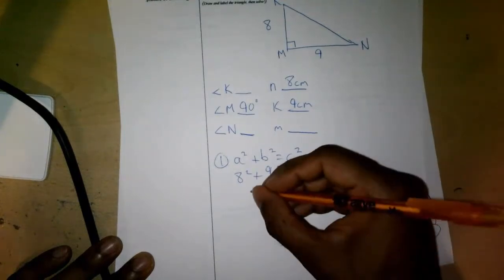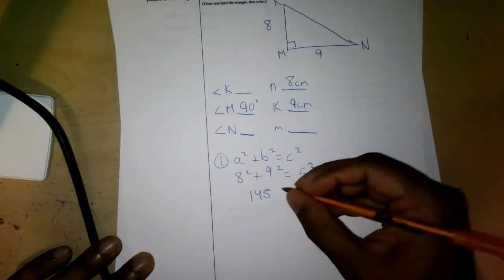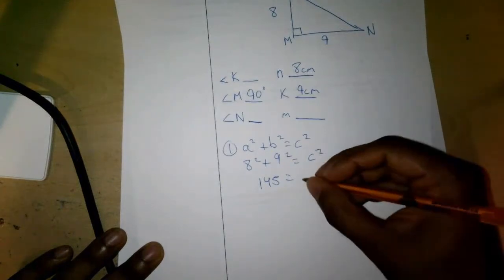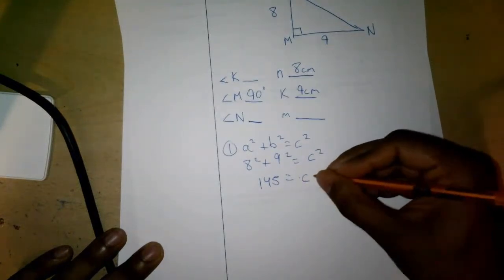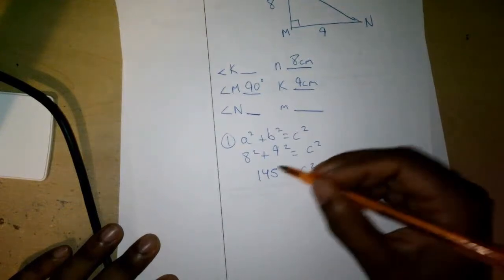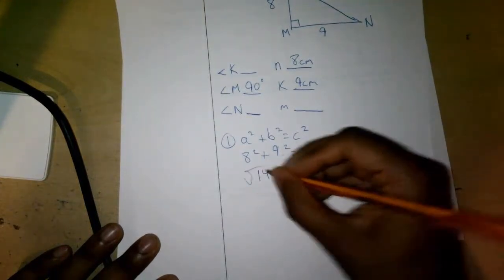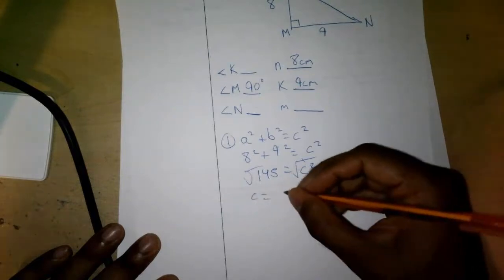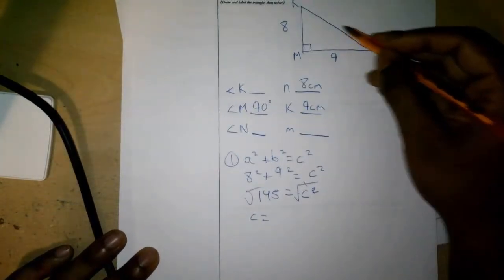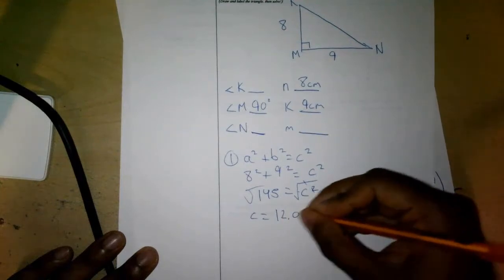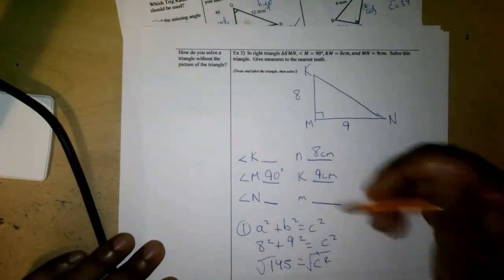It is 145. So I skipped a couple steps because I'm writing really big now. So 145 equals c squared. And again, remember to get rid of the square, you're just gonna square root both sides. So you're gonna square root this side, square root this side. These cancel out. So we get c, which is, remember c is actually the hypotenuse, 12.04 centimeters. So go back to our inventory list.